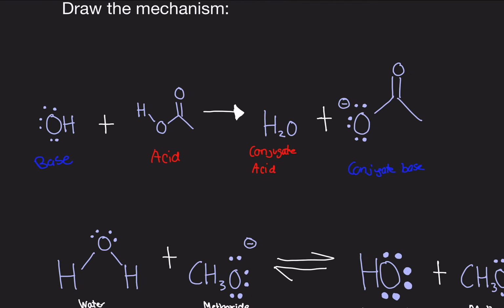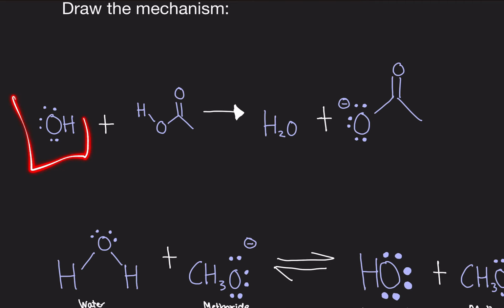Here, we have a reaction. So draw the mechanism. So first, how do I know that this is the base and this is the acid? So imagine I just erase this, right? Take this away. How do I know what is what? Here's what we're going to do. Here's the cheat sheet. This is all you have to do.